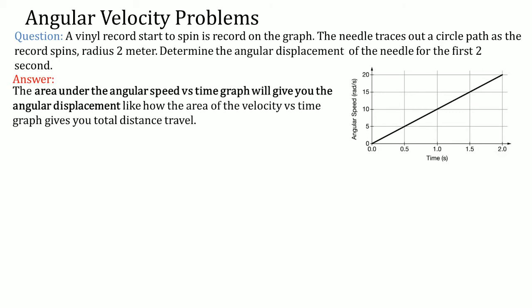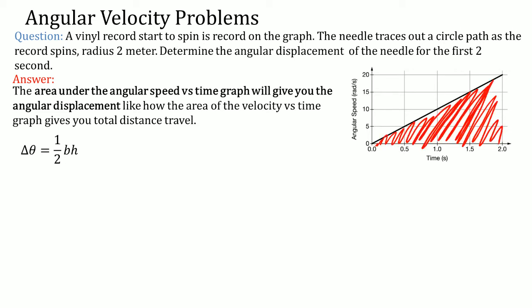The approach for this problem is that this is the angular speed. So if you want angular displacement, you would have to take the area under the curve. The area under the angular speed versus time graph will give you the angular displacement, like how the area of a velocity versus time graph will give you the total distance traveled. Here it's a triangle, so you can use the area formula of a triangle.